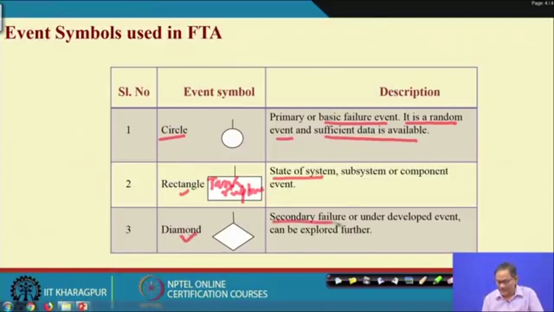Then we say this is a secondary failure. It cannot be explored now, but it is required to be explored further. But if you can explore it further, then you explore it, dig down to the bottom level. So, do not put diamond.